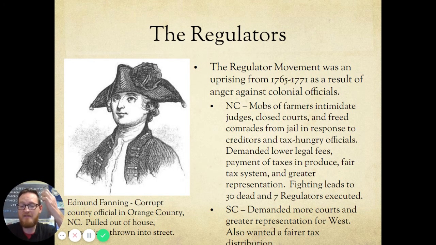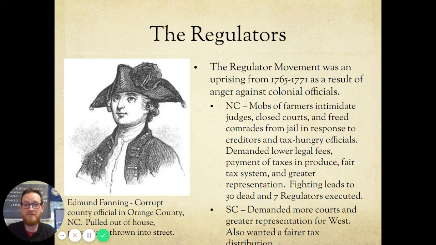Another thing that you're going to have happen is the Regulator movement, which would happen in North and South Carolina. You can read the details of the Regulator movement, but basically know that you're going to have more people in the western part of the colonies who get upset, feeling like they are not being protected and that their interests are not being represented in the eastern governments in the colonies. And again, a lot of this is anger towards the colonial officials and how things were going. And you're going to see that would come to violence. In North Carolina, you had fighting, 30 people died, 7 Regulators would be executed. You'd also have violence in South Carolina as well.